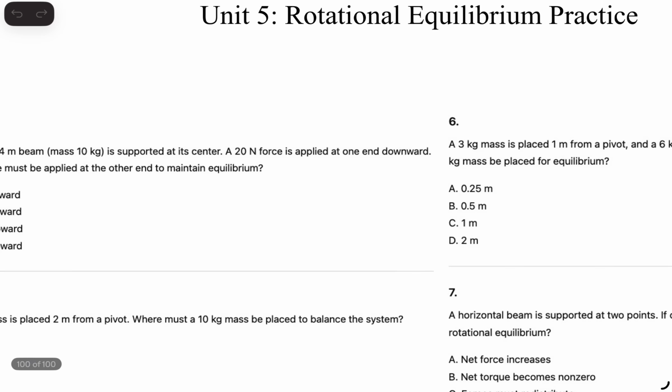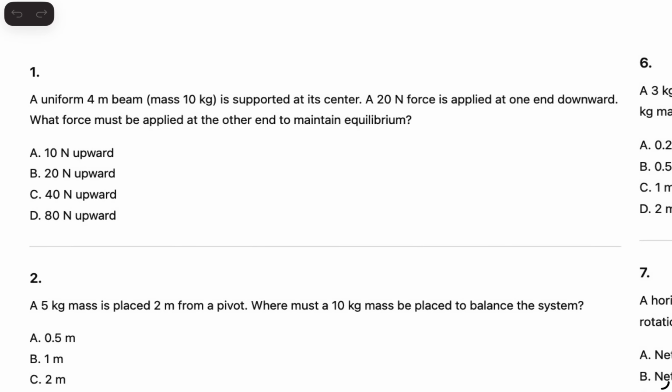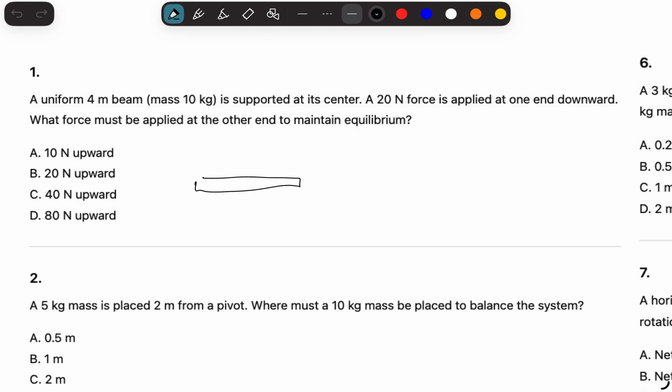In this video, we're going to be doing a Unit 5 rotational equilibrium practice. A uniform beam of 4 meters is supported at its center. A 20 Newton force is applied at one end, downward. What force must be applied to the other end to maintain equilibrium?